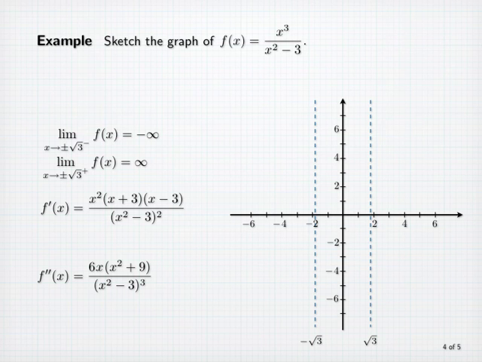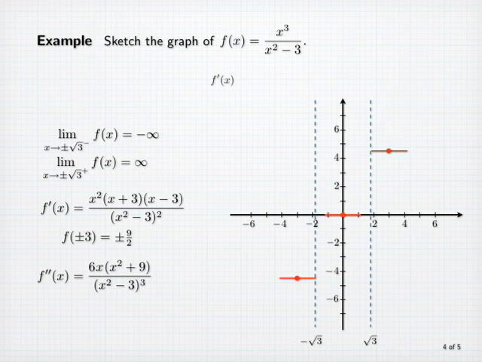The critical numbers of f are the zeros of f prime, and these are 0 and plus and minus 3. At 0, the value of f is 0, so let's plot 0, 0, and indicate that there's a horizontal tangent there. The value of f at plus and minus 3 will be plus and minus 27 over 9 minus 3, or plus and minus 9 halves. So let's plot the point minus 3, comma, minus 9 halves, and indicate that there's a horizontal tangent there, and also plot the point 3, comma, 9 halves, where there's also a horizontal tangent.